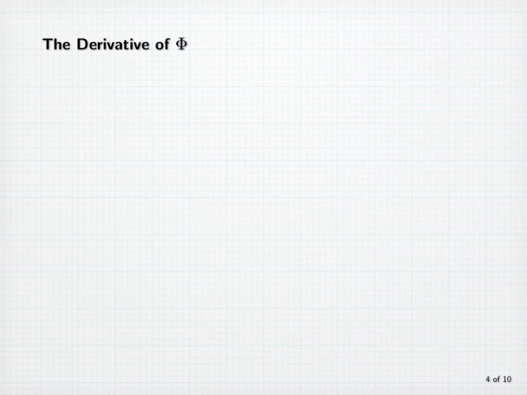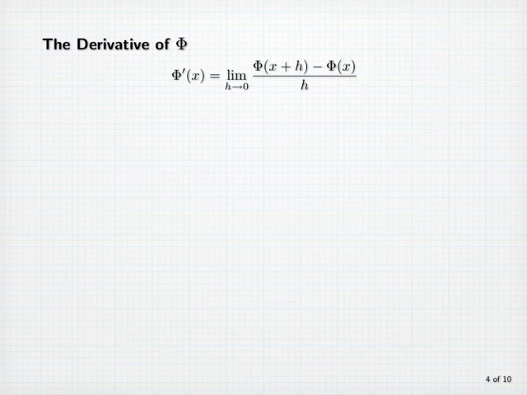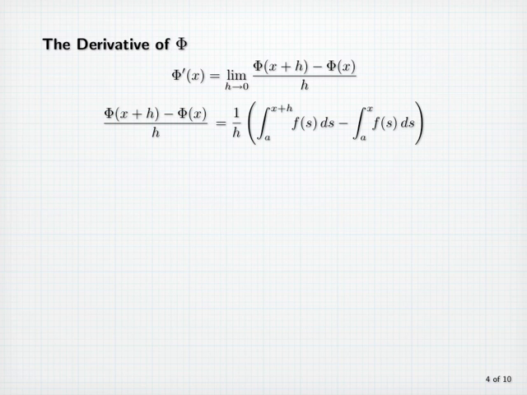The derivative of phi. The definition of the derivative says that phi prime of x is equal to the limit as h goes to 0 of phi of x plus h minus phi of x divided by h. Now let's have a look at that difference quotient. This is equal to 1 over h times phi of x plus h, which is the integral from a to x plus h of f of s ds, minus phi of x, which is the integral from a to x of f of s ds.